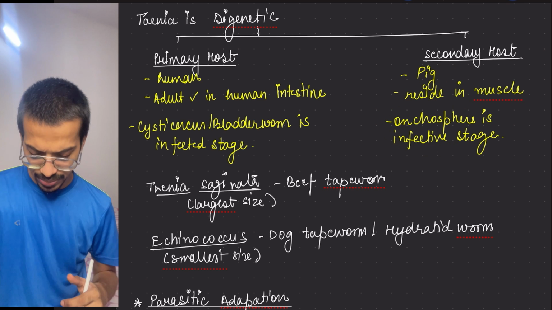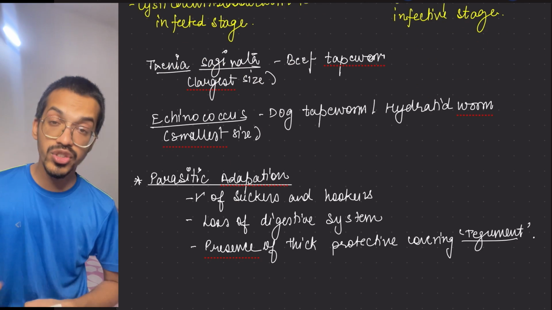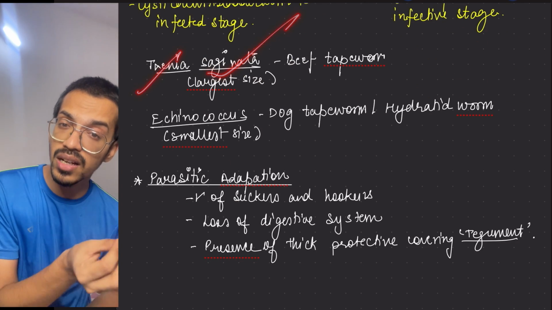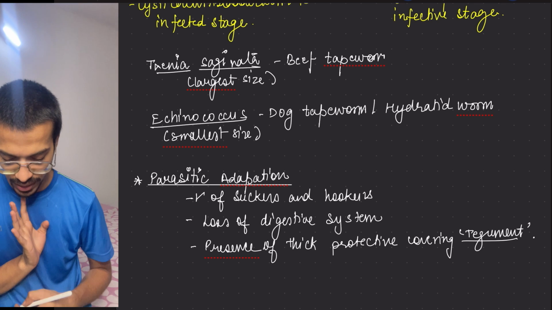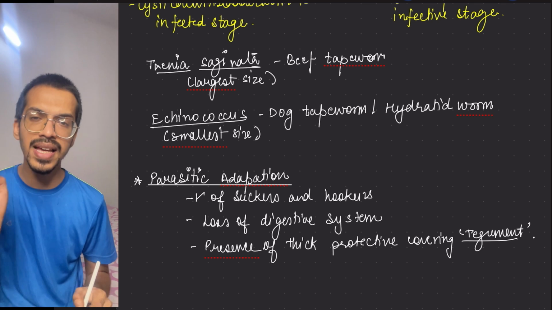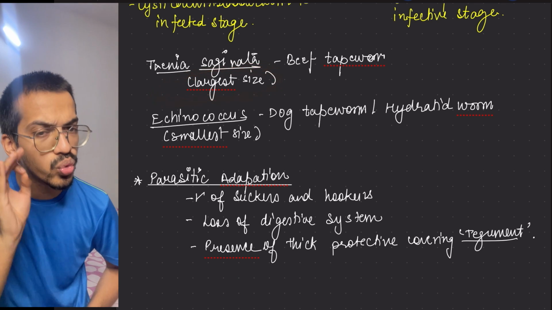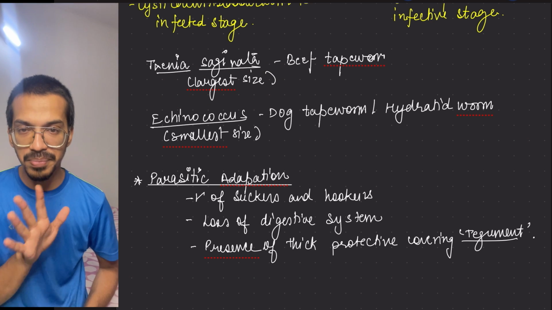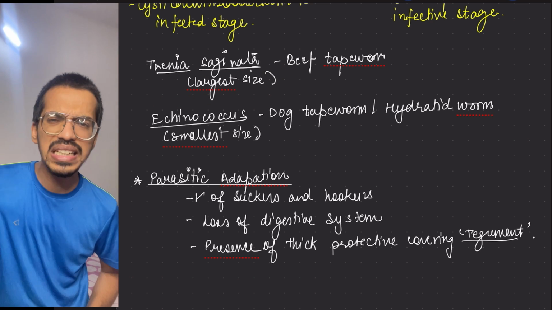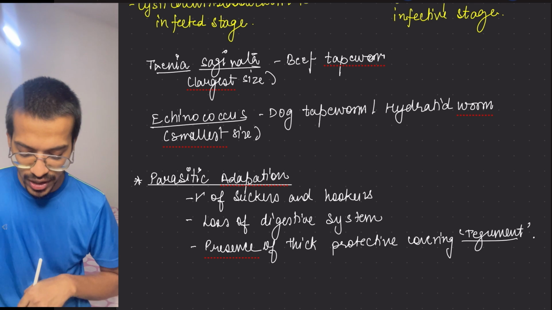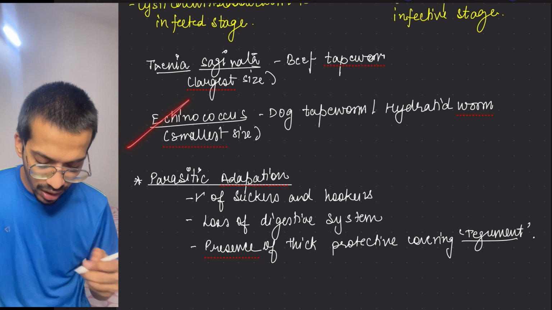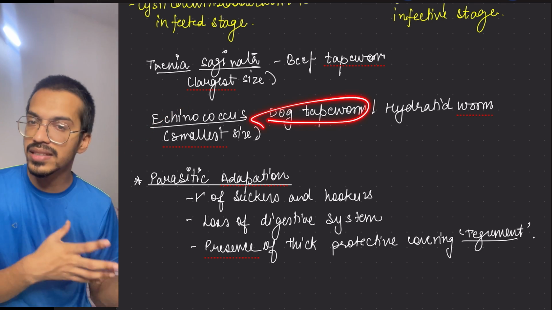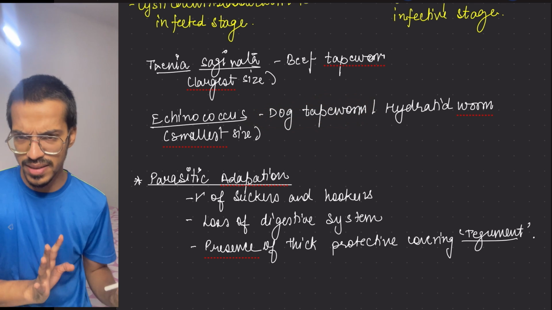Now another example is Taenia saginata, which is the beef form present inside the cow, buffalo and all of those organisms. This is the largest in size, and who would be infected? Those who are eating uncooked beef, not properly cooked meat. That's the major thing. If it is cooked, it will die. Then there is Echinococcus. Echinococcus is the dog tapeworm present inside the dog's body. It is the smallest in size.